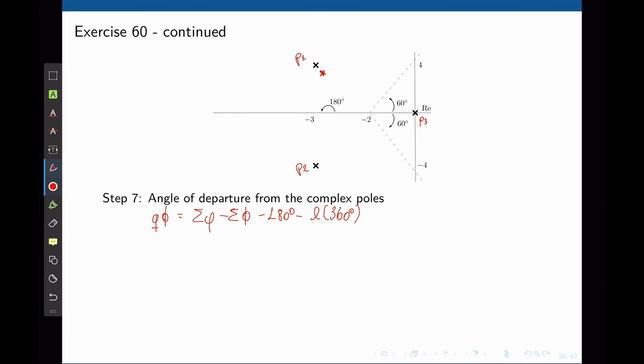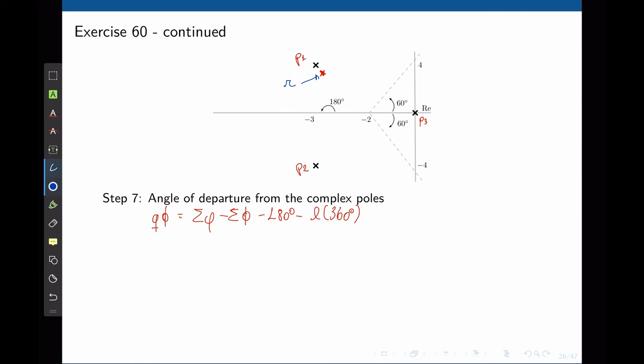If you now take all the poles, and we assume that this reference point here, let's call that R, point R is part of the root locus, then if you take all angles with respect to R and all other poles and zeros and add everything up, that must be 180 degrees. Otherwise, R is not part of the root locus.